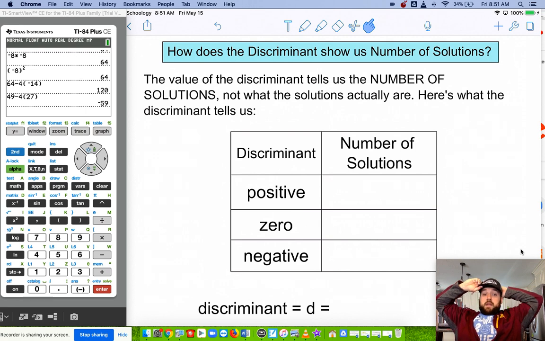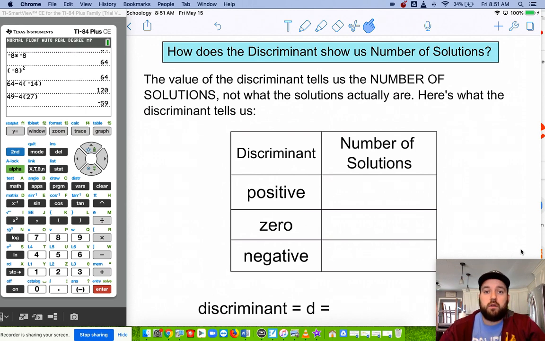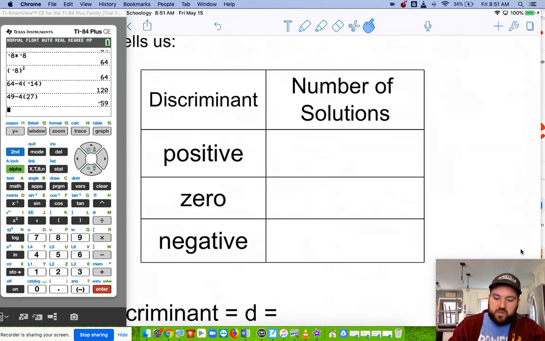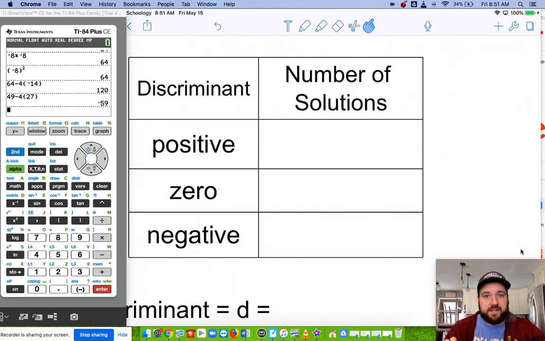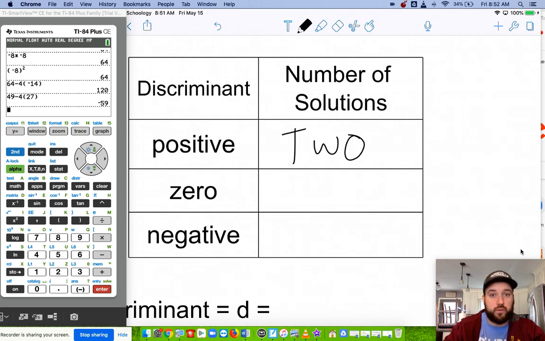Here's what the discriminant means. Okay. The discriminant tells us how many solutions there are. It just doesn't tell us what the solutions are. If your discriminant is positive, any positive number, 1, 350, anything that's a positive number, that means your equation has 2 solutions, just like most of the equations that we've been looking at. Most of them have had 2 answers. And that is true anytime the discriminant is positive, you will have 2 solutions.